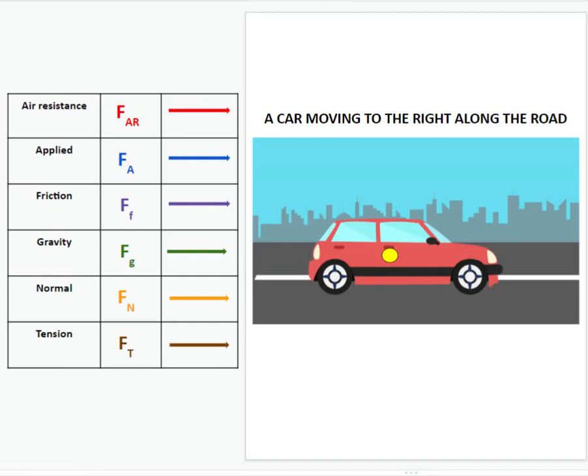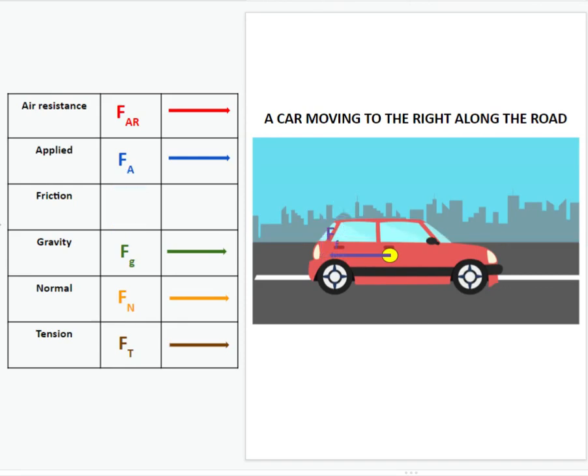Next up, I have friction. And I ask myself, is our object moving along a surface? Since I have my car moving along the road, that means I have to have friction here. So I take my arrow and I line it up to my center of mass. It's important to remember that friction always acts opposite the direction of motion. So since my car is moving to the right, I need to make my arrow pointing to the left. And of course, I gotta take my label and make sure I label it as friction.